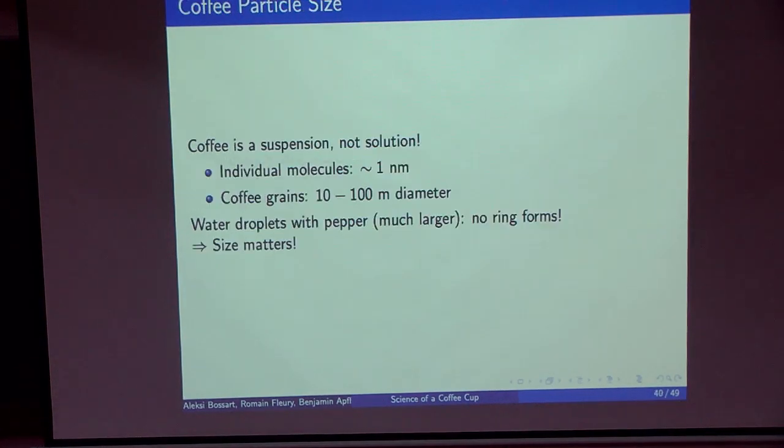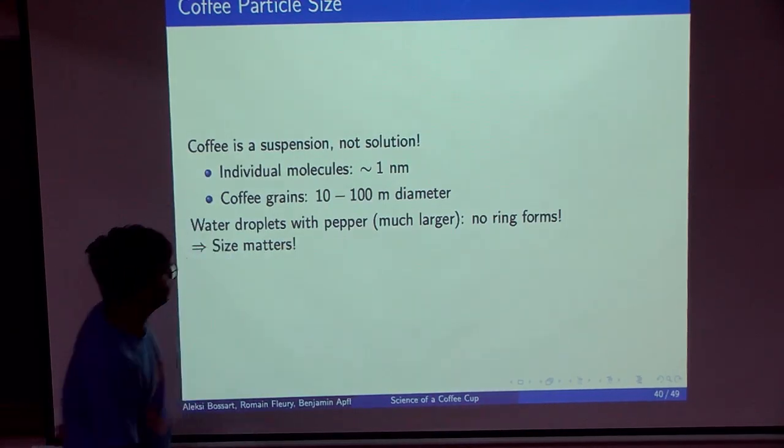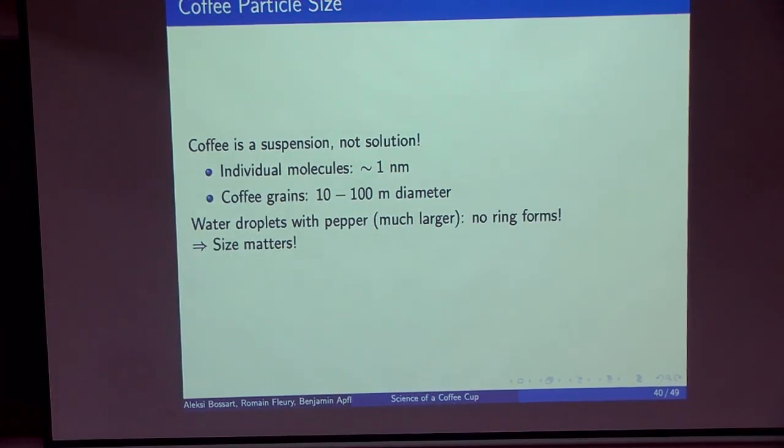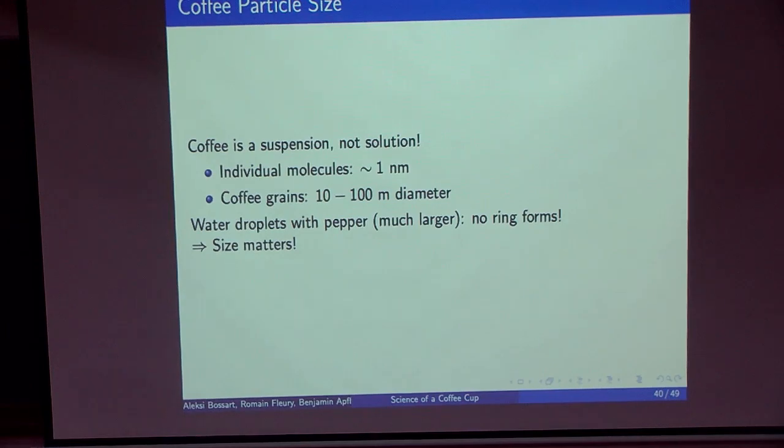Why doesn't coffee dry uniformly? Coffee is a suspension, not a solution. Oh, stupid error. This should be nanometer. Individual molecules are 1 nanometer. Coffee grains are 10 to 100 nanometers in diameter. One coffee bean covering the entirety of New York City. Oh, but no, that's a coffee bean, not coffee. This is coffee. That's why I said bean.